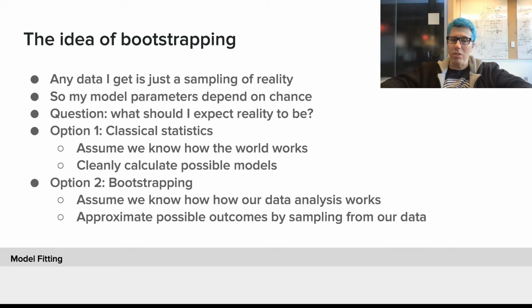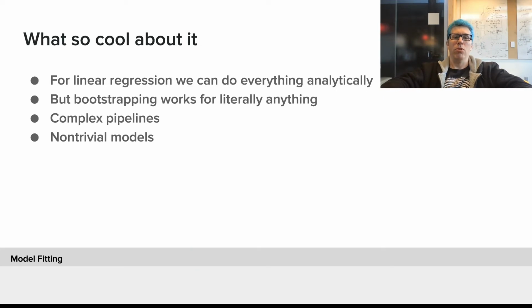There's another option, which is bootstrapping, where instead of assuming that we know how the world works, we in a way assume that we know how our data analysis works, which we certainly do. And we basically take the data that we get as potential samples from the outside world. And let's step through how bootstrapping would work.